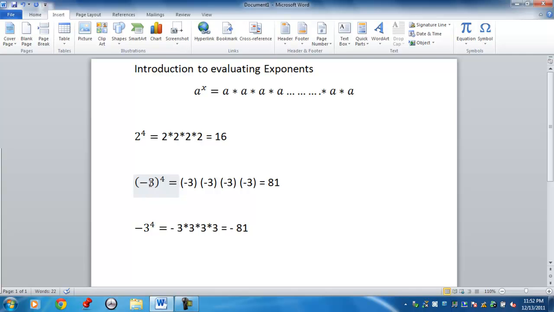The parentheses is important because it emphasizes that the base is going to be -3, meaning that you're taking -3 and multiplying it by itself 4 times, which gives you a +81. The third example is where the base is positive, but there's a negative sign in front of the expression. So what that means is you're taking the base 3, multiplying it by itself 4 times, which gives you the 81, but then the negative in front of the expression carries over.